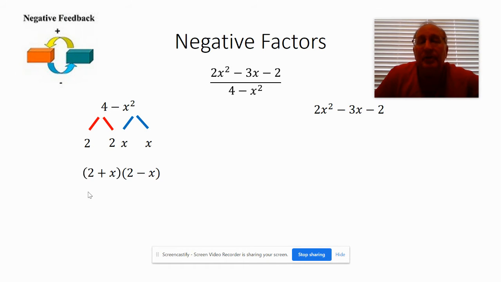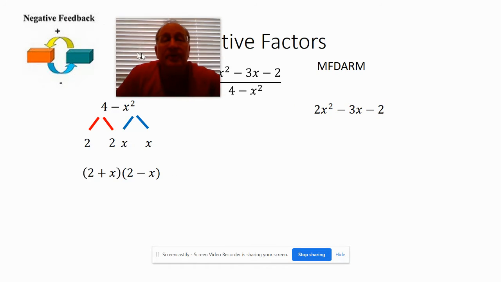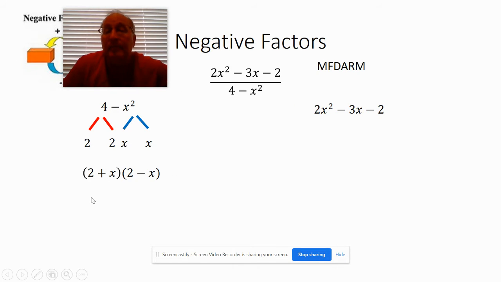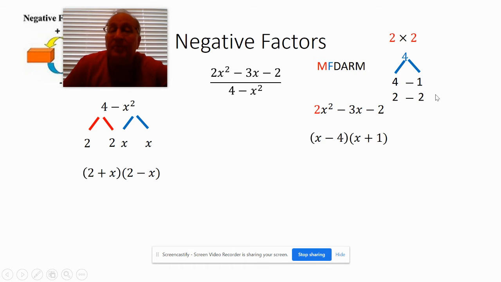And then I'm going to come over here and do my MF darm again and just factor. Take this 2 times that 2, which is 4. Factor 4, which is 4 and 1, 2 and 2, which makes 3. This makes 3, didn't pop up here. And this one makes 0. So obviously I have a 4 and a 1, and this is an x minus 4, x plus 1.